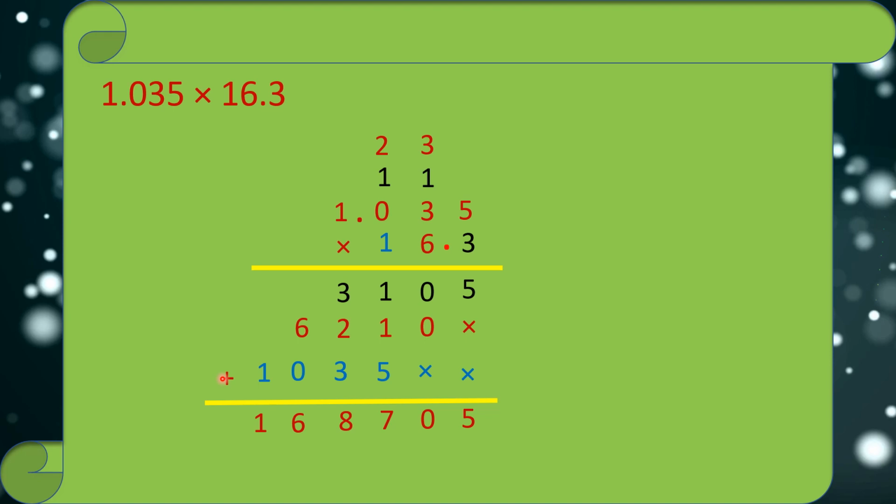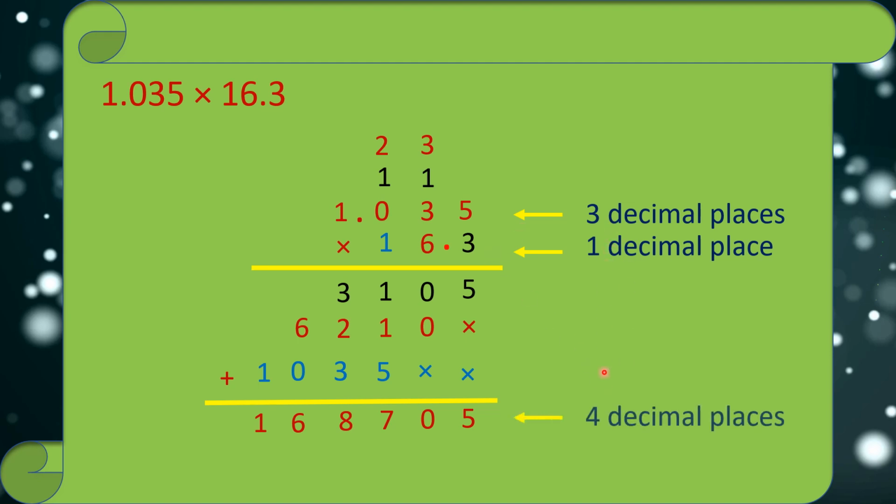Now we will consider decimal places. In this first number, 3 decimal places. In the second number, 1 decimal place. So 3 plus 1 equals to 4. So in product, there should be 4 decimal places. So 1, 2, 3, 4. We will put decimal point here like this. So our answer is 16.8705.